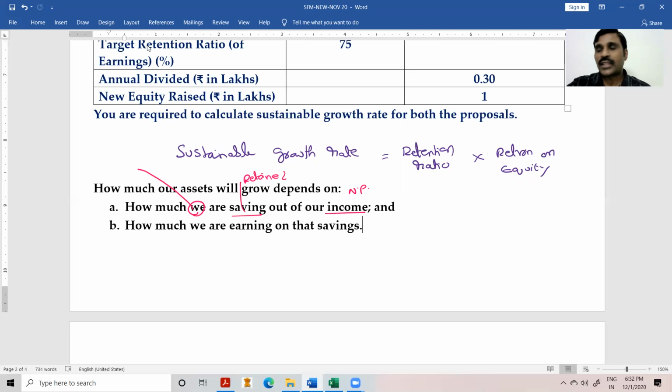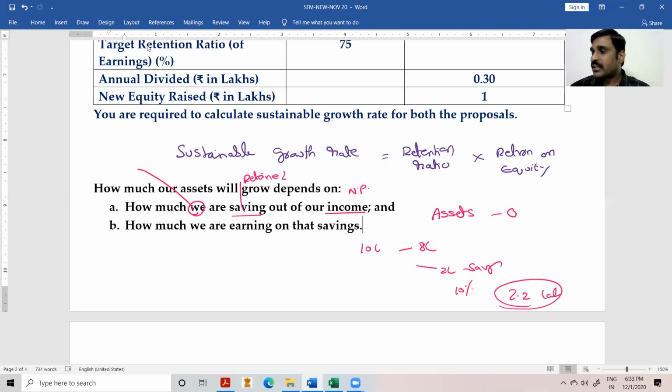Take for example, today my assets are zero. How much can I increase my assets? Out of 10 lakhs, if I spend 8 lakhs, 2 lakhs is savings. On the 2 lakh savings, the banker is giving 10%. So 2.2 lakhs is my asset. So my assets depend upon how much I am saving. These are the two variables which determine my assets: how much I am saving, and on that saving how much I am earning. As simple as that.